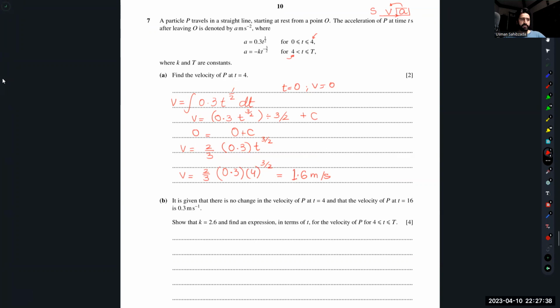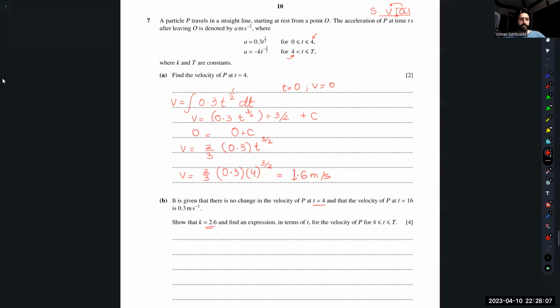It is given that there is no change in velocity of P at time 4. Means that the velocity is the same. And that the velocity of P at time 16 is 0.3. Show that K is 2.6. Later it says find the expression in terms of T for velocity. For the second equation, take the integration of velocity. This means showing K is 2.6 is necessary first.